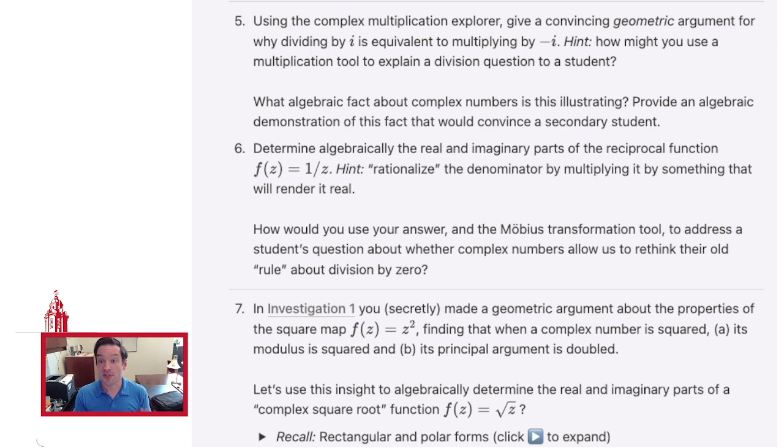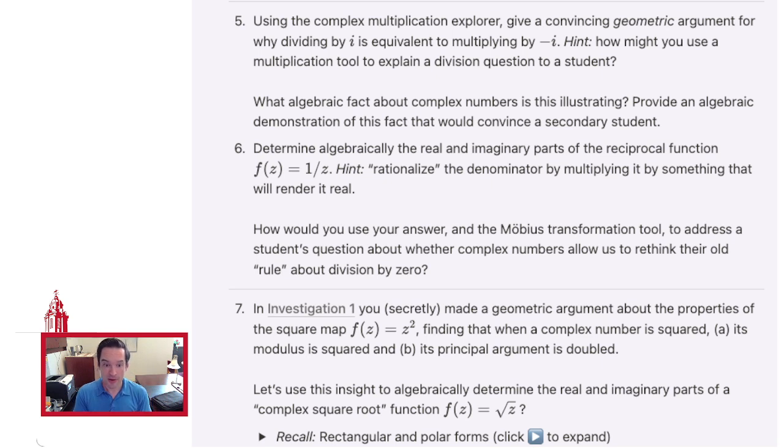Similarly, if we think about the reciprocal function, f of z equals 1 over z, one fun task is going to be to find out what the real and imaginary parts of that reciprocal function are, and then use your answer to see if you can explain to a student whether we should be rethinking the long-standing idea that our students have about whether we can divide by 0.